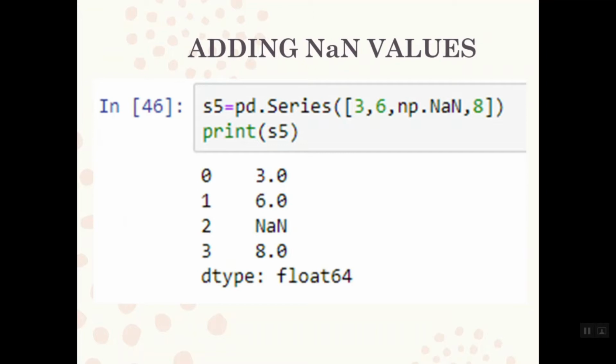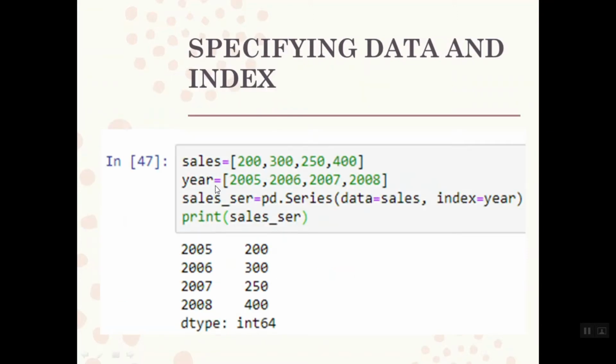NaN is a not-known value at present. Now we will see specifying data and index for creation of a series. We can take data as one list and the index as another list and pass them as arguments to the series. Like we have taken sales as one list and year as another list. Sales is the list for the data and year is for the index, and we have passed data equals sales and index equals year. The value printed after creation of the series will have the years as the index and the sales values as the data.